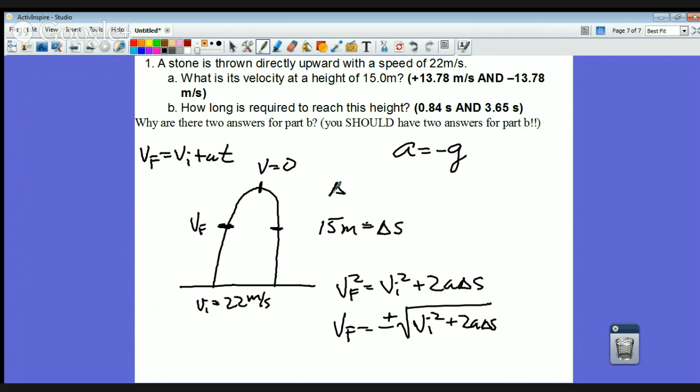So you know that delta S equals VI T plus 1/2 AT squared. And you can plug in your 15, you can plug in your VI, you know that A is negative g, and then you can find the time.